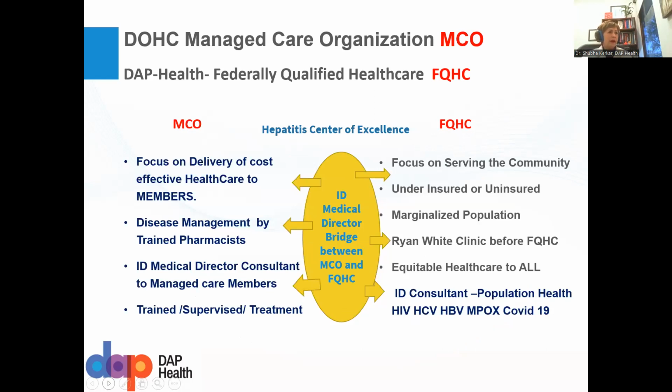So the Hepatitis C Center of Excellence had amazing pharmacy-driven processes that could rapidly put patients through the treatment plan. Linkage to care was a robust plan that focused on serving the community, especially the marginalized population who had difficulty getting through to the end for cure. We had infectious disease consultants that were engaged on both sides, the FQHC and the managed care organization. Next slide.